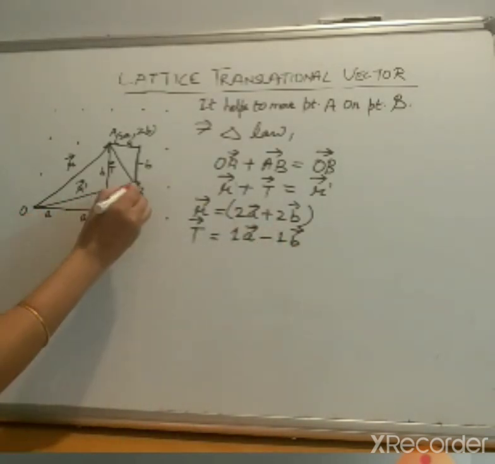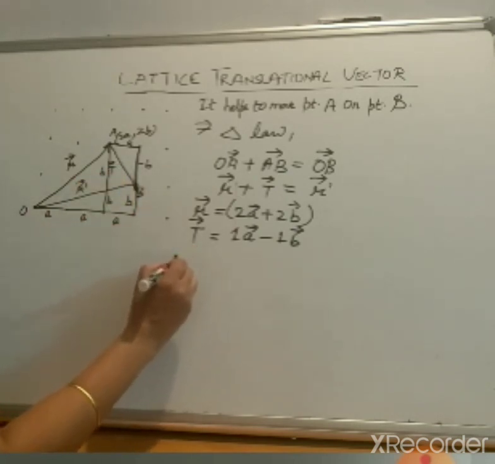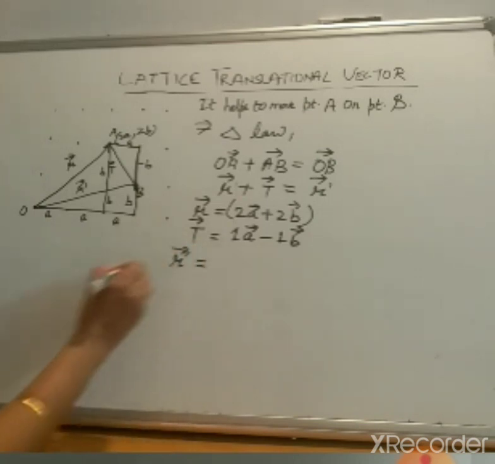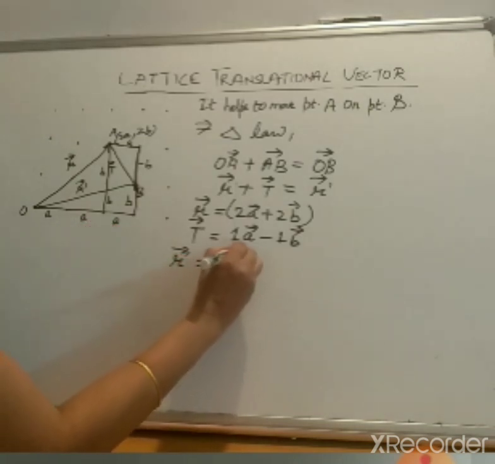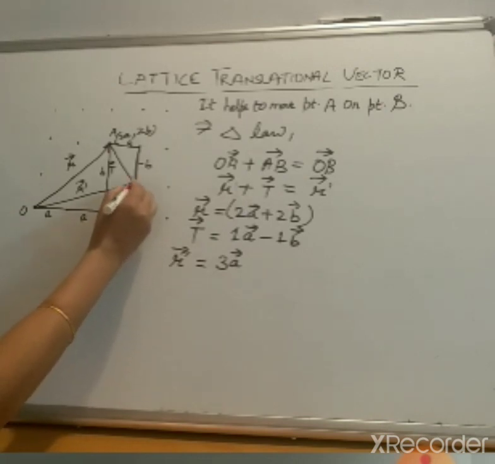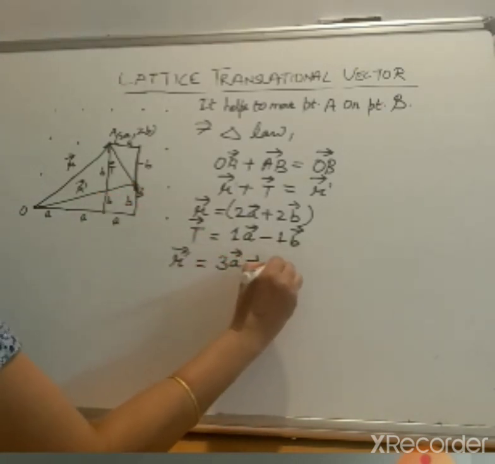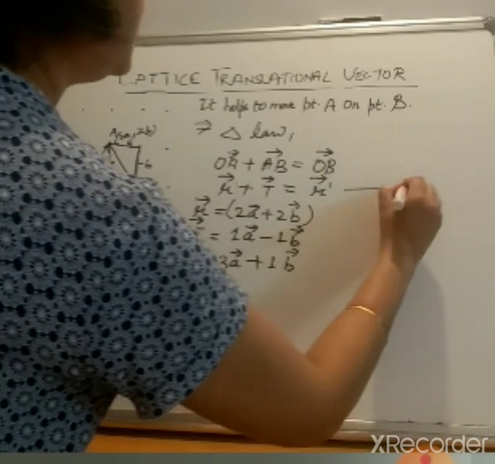Now we have to find out the coordinates of point B. Means R dash vector will be equal to a plus a plus a, that will be 3a vector, plus along the y-axis 1b vector. Let us give this as equation 1.